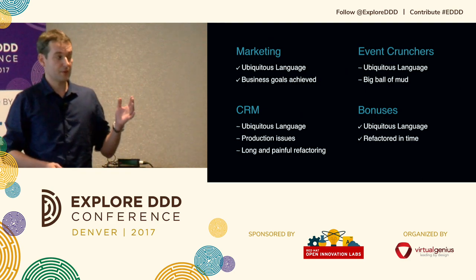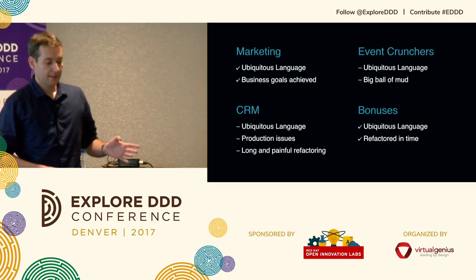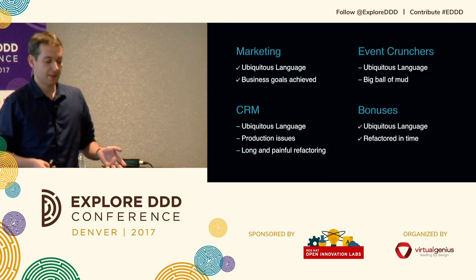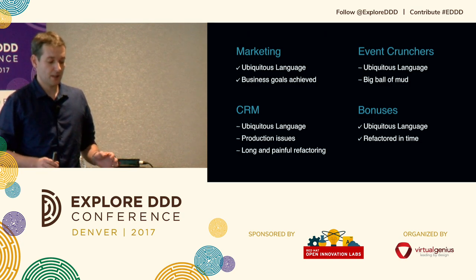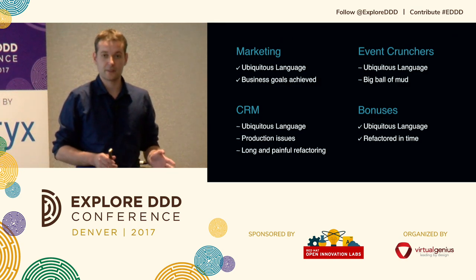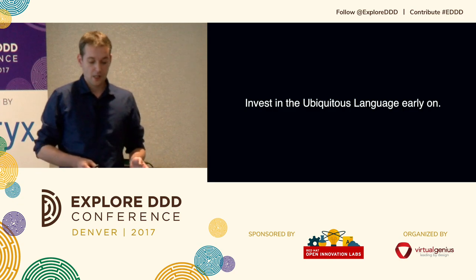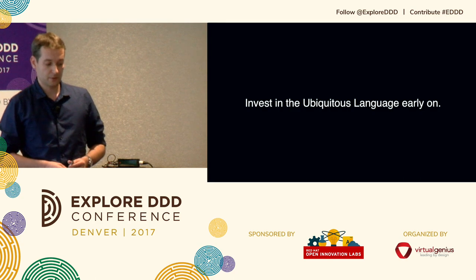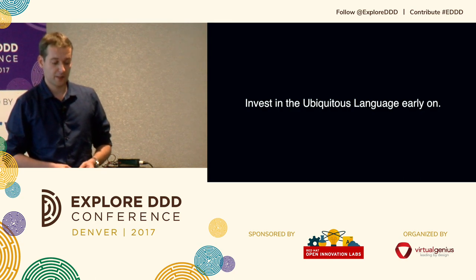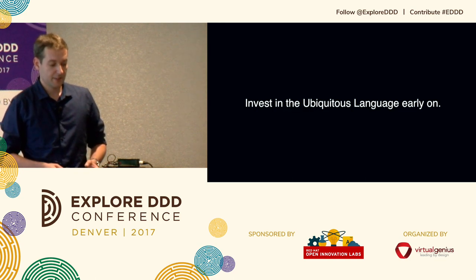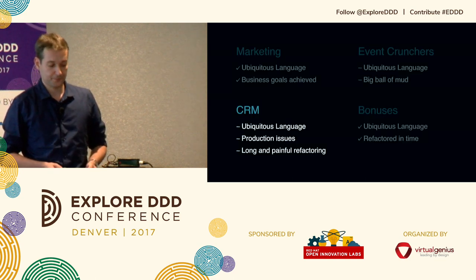And speaking of supporting subdomains, it doesn't really matter what kind of business domain you are working on. Our take on it right now is ubiquitous language is not an option. It's a requirement even for core, supporting, and even generic domains. We've also learned to invest in the ubiquitous language early on. From our experience in the CRM context, it is practically impossible to fix a language if it has been spoken for a while in a company.